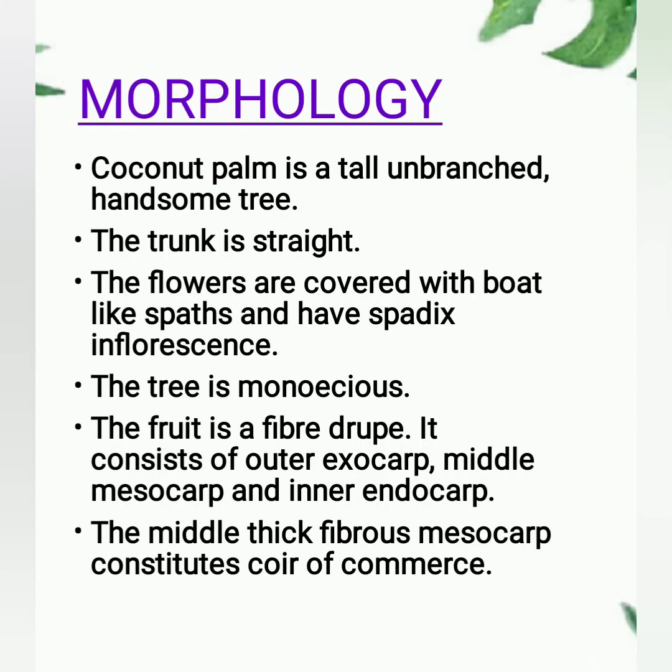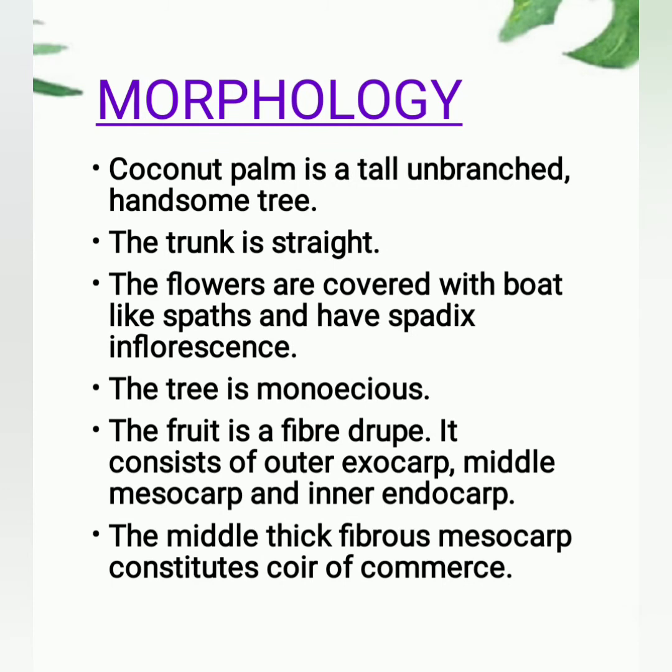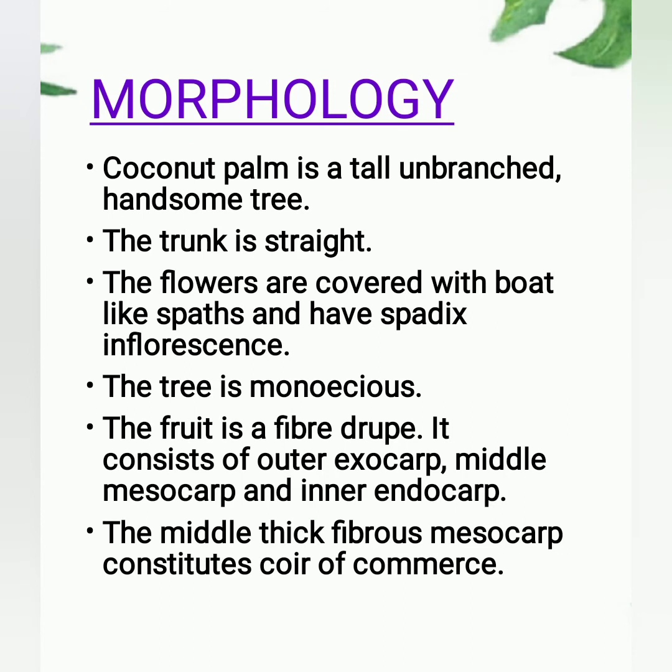Next we deal with the morphology of coconut. Coconut palm is a tall, unbranched, handsome tree. The trunk is straight. The flowers are covered with boat-like spathes and have spadix inflorescence. The tree is monoecious. The fruit is a fibrous drupe. It consists of outer exocarp, middle mesocarp, and inner endocarp. The middle thick fibrous mesocarp constitutes coir of commerce.